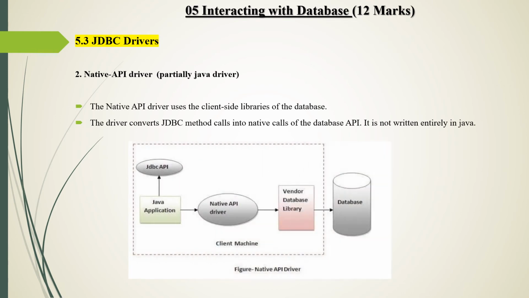Okay, then the diagrammatical representation of the native API driver is like this. The intermediate between the Java application and the database is the native API driver, which converts the JDBC method call into native API calls.